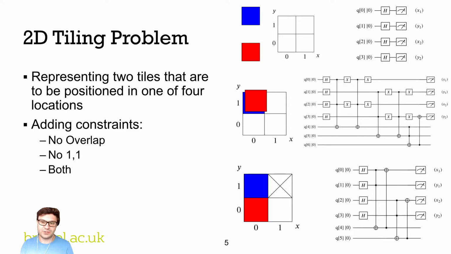So here we have a 2D tiling problem. Again, we're at very, very early stages. It's a 2x2 grid with a blue and red tile. And we've been looking at how we position and create all the design options for a 2D tiling problem. We have then looked at how we might add constraints such as no overlap, no 1-1, which is a no placement in a particular area of that design space, and how those constraints might combine, and the challenges in combining those constraints.